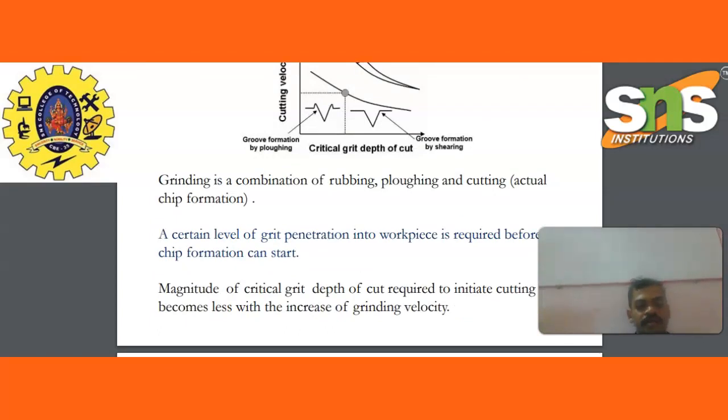Grinding is a combination of rubbing, ploughing and cutting. A certain level of grit penetration into the workpiece is required before chip formation can start. The magnitude of critical grit depth of cut required to initiate cutting becomes less with increase of grinding velocity.